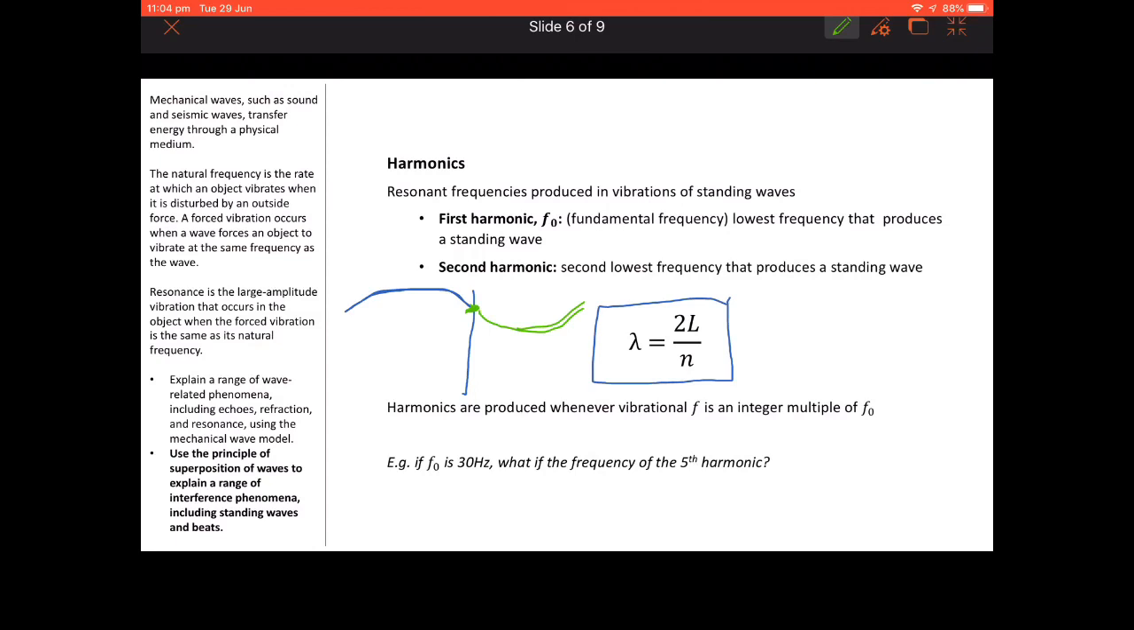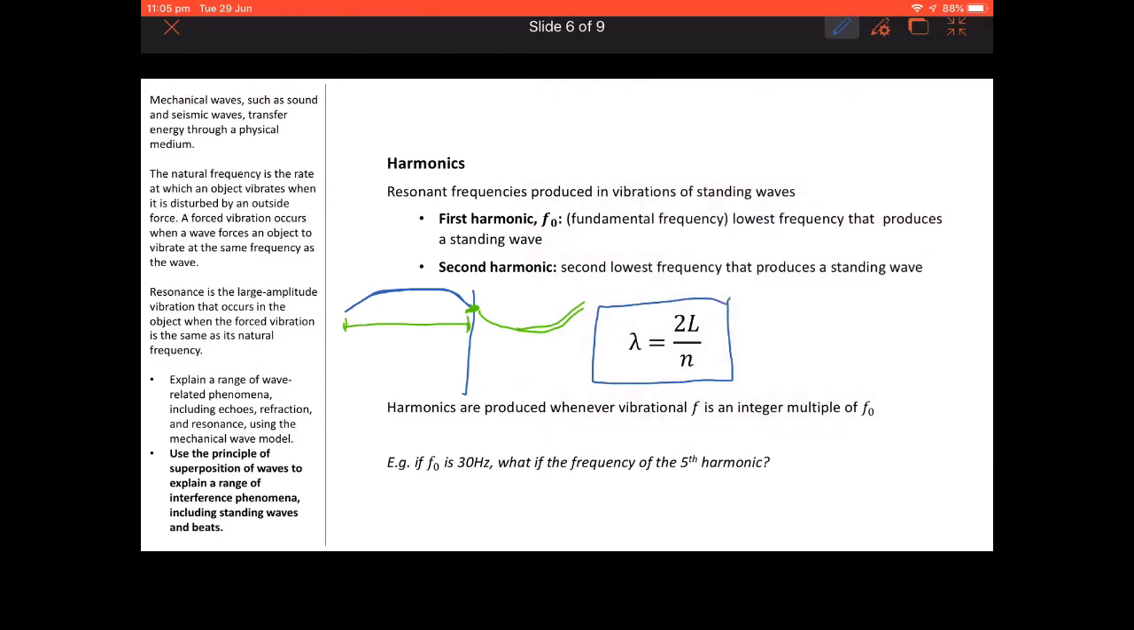So this here is the length of the string. Its wavelength will be 2L, so 2 times the length of the string, on 1 because it's the first harmonic. So therefore its wavelength will be twice the length of the string. So if you imagine the string continuing through, that will be the wavelength of the first harmonic.